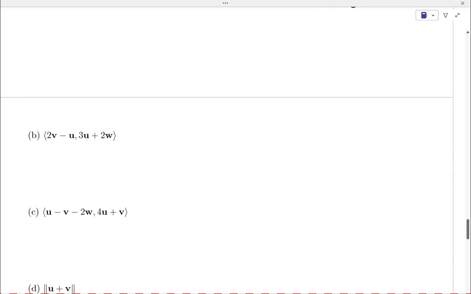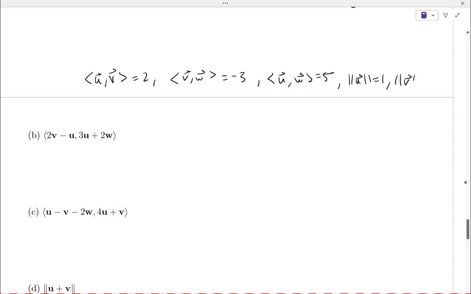All right, so let's look at the next example that we have. This one, rather than having an inner product given to us, we have some values given to us. This tells you that the inner product of u and v is 2. V and w, that inner product is negative 3. U and w, that inner product is 5. Magnitude of u is 1. Magnitude of v is 2. Magnitude of w is 7.